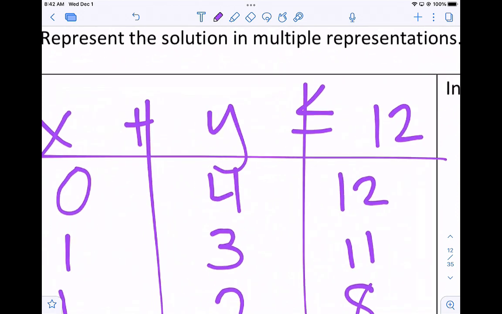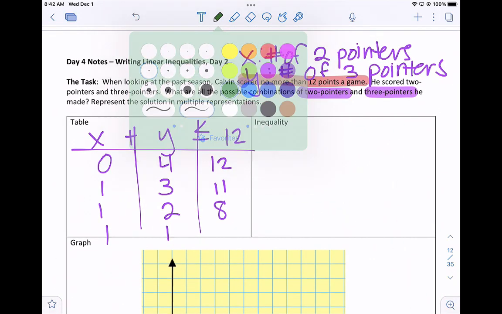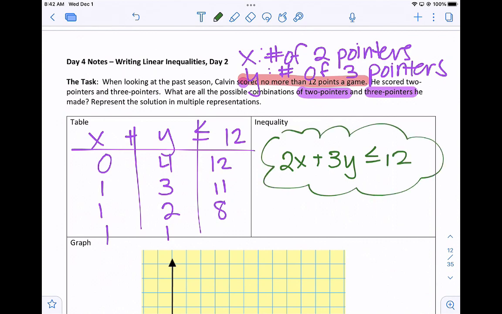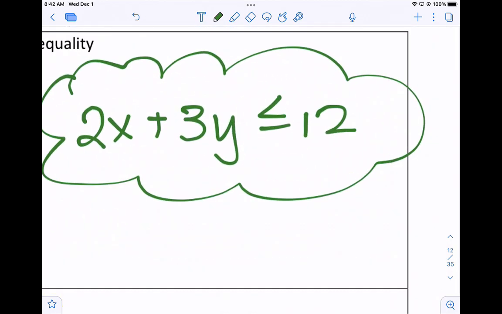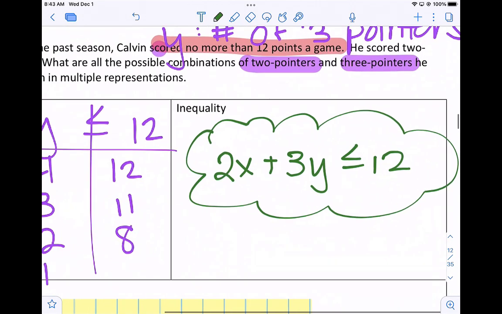Now the inequality, I kind of wrote one right here, but if we add in the value, 2 points for every 2-point shot, plus 3 points for every 3-point shot should be less than or equal to 12. So here's an example of the inequality. And really the main goal of today, again, is to practice writing that inequality. So here, this is the goal. Can you take words right here and write an inequality?